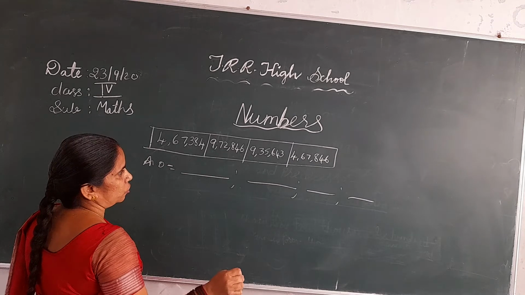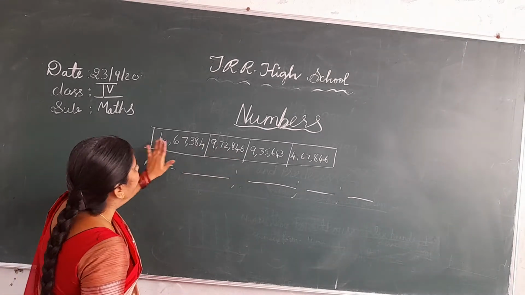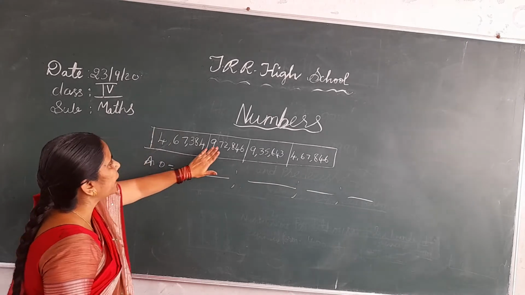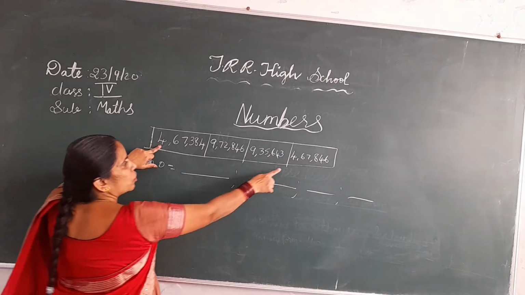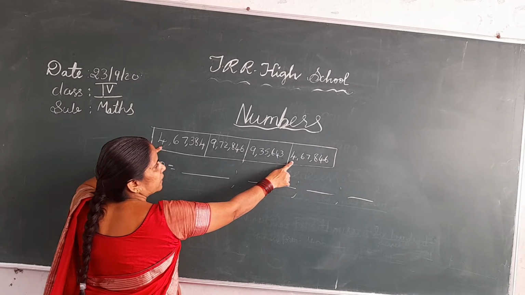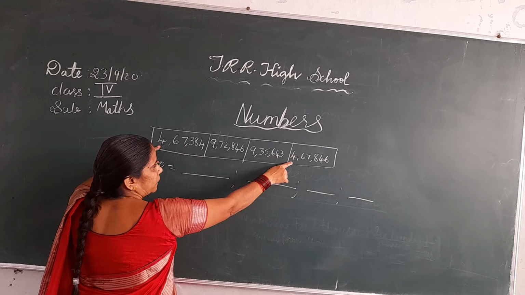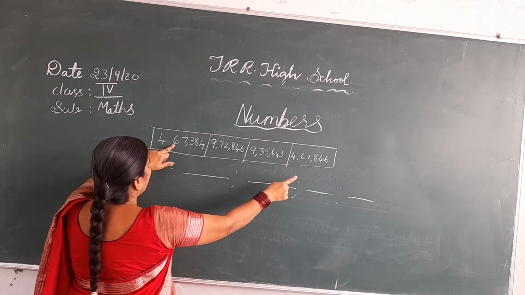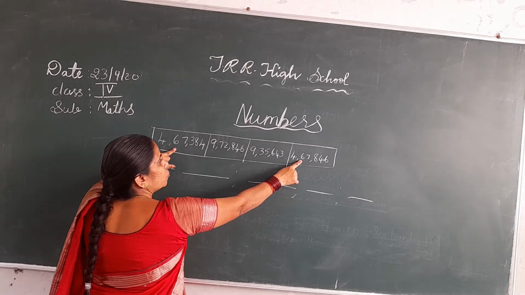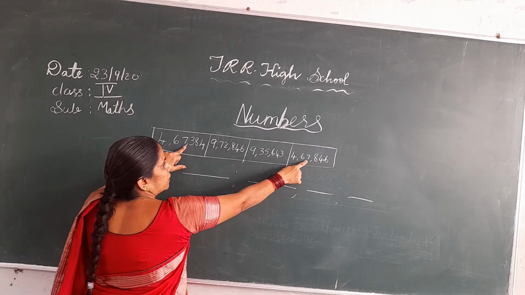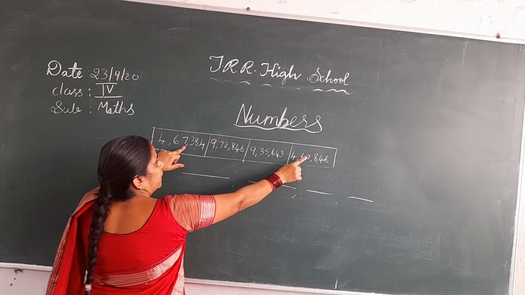So what must you do? Which number is smaller? Here 9, here 4. 4 is smaller. But here two 4s are there, so both lakhs places are the same. Then which is smaller? If the lakhs places are the same, go to the 10,000 place. 6 and 6, both are the same. Then go to the next place, the thousands place. Both are the same, 7. Then what must you do?